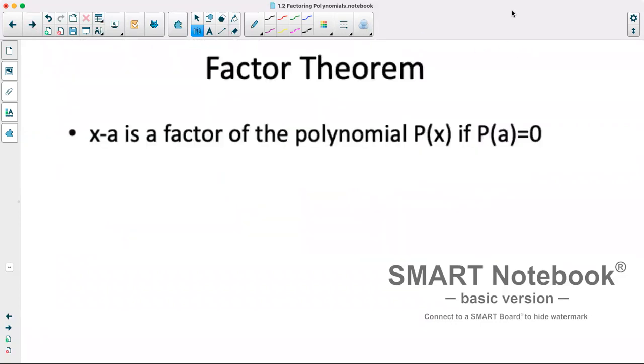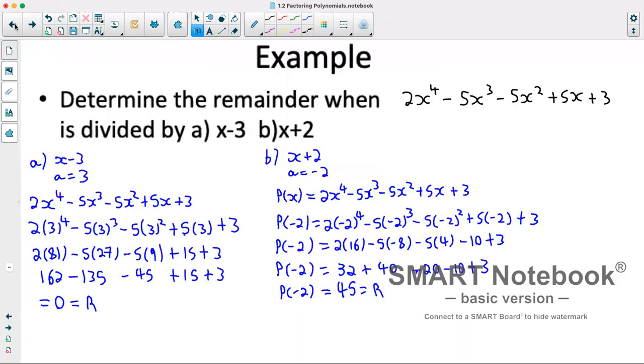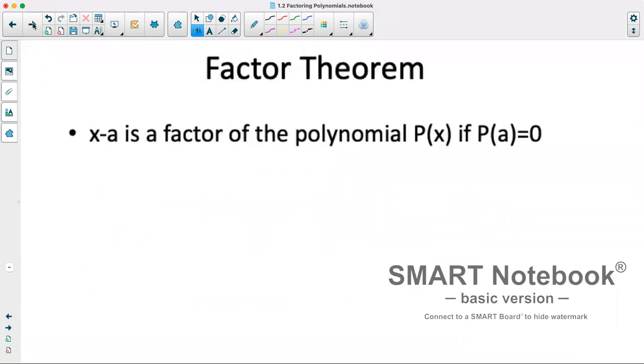Okay, so next we are looking at what's known as our factor theorem, which states that x minus a is a factor of a polynomial P of x if P of a is equal to 0. So in other words, if we look back at these two, this one, we had a remainder, it was not 0, so this is not a factor. This one, we had a remainder which was 0, so x minus 3 is one of the factors of this. Now, because this is x to the power of 4, it can have up to 4 factors. So this is one of them. So once again, x minus a is a factor for polynomial P of x if P of a gives us 0.